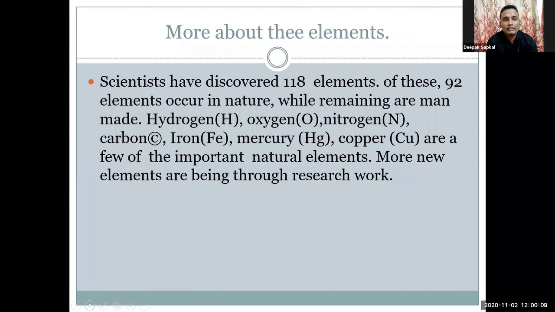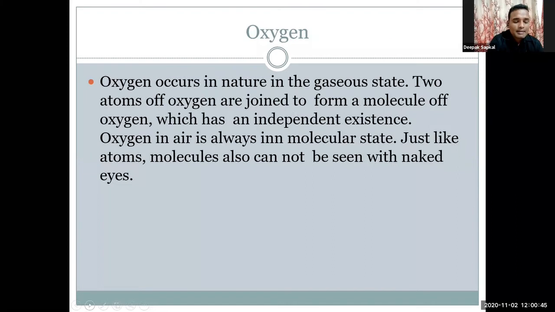Now here, hydrogen, just ahead of that I have written capital H in the bracket. Oxygen, that is O. These are the symbols of these elements that we use in chemical reactions. You understood? Now, a lot of work has been going on to discover more and more elements. Now, this is about the elements.